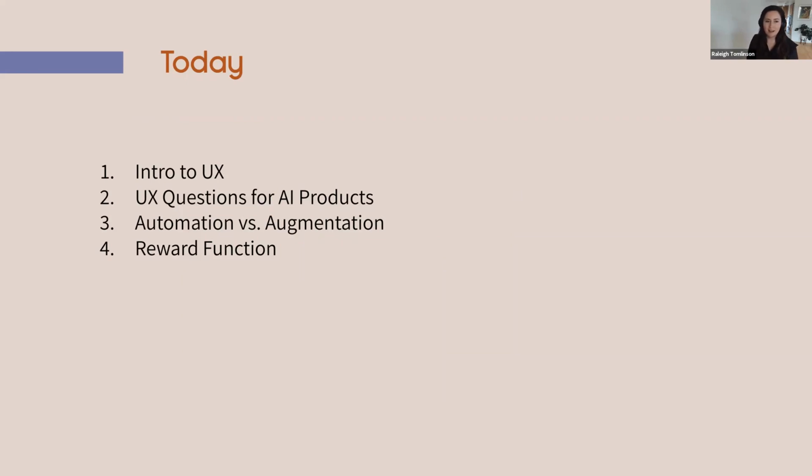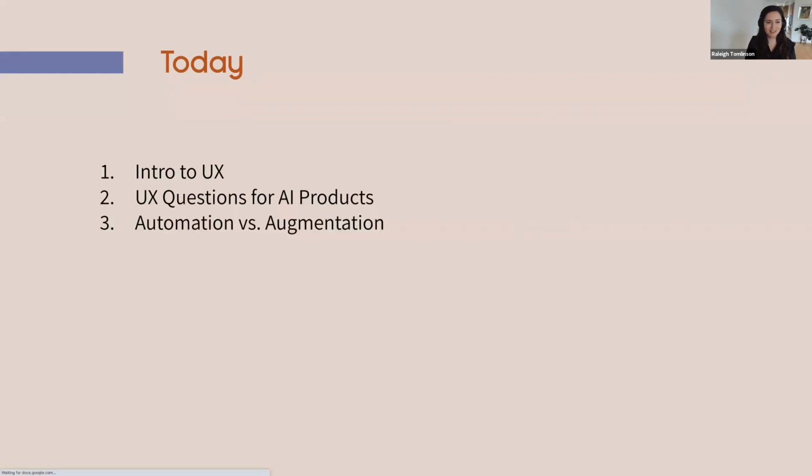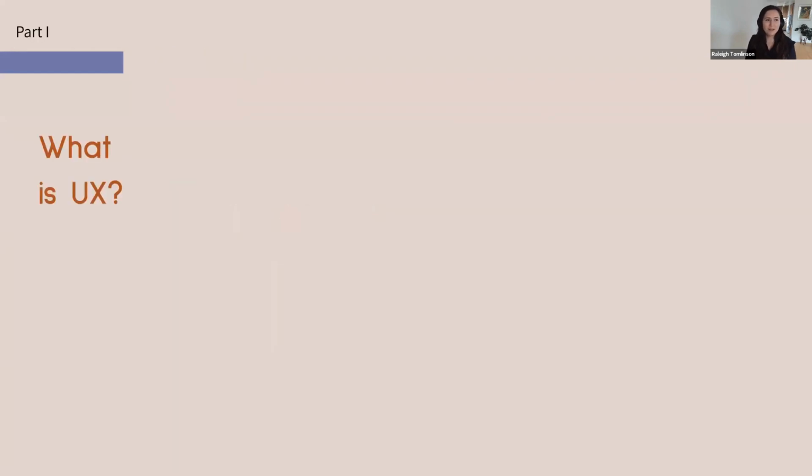So what I really want to talk to you about today is a general introduction to UX and AI, and UX questions to ask when developing AI products. Then I want to talk about once you decide that it really is an AI solution that you need for your specific user problem, how does the user fit into that flow? Do we want to automate things for the user or do we want to augment the user? And then finally, I'm going to touch on something called a reward function, which has to do with what happens when your AI fails. So, starting with an intro to UX. Oh, my mistake. So what is UX? Part one.